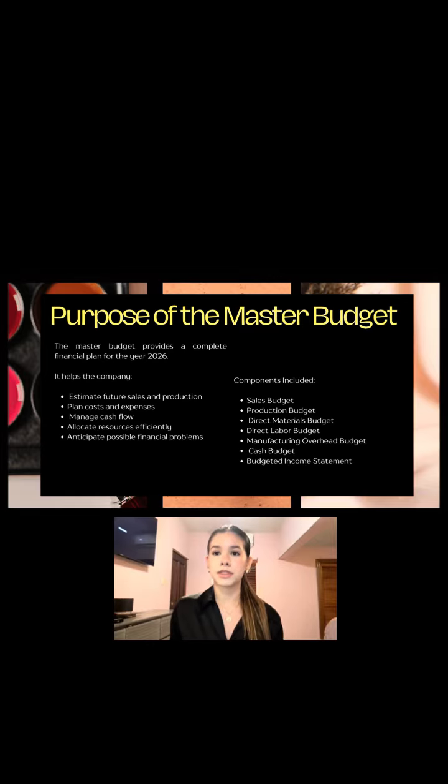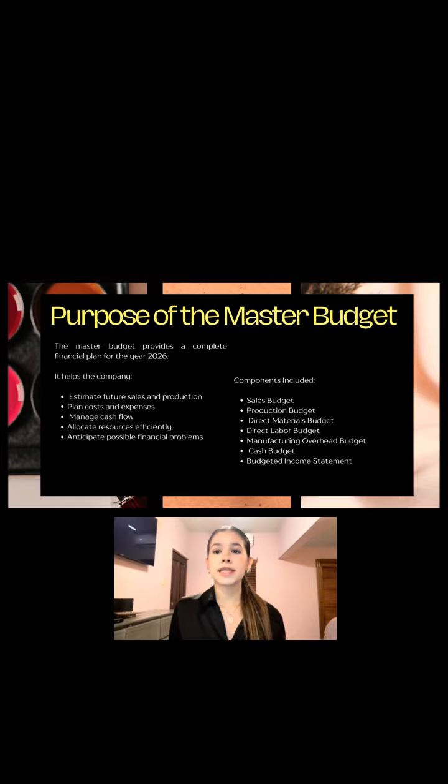Purpose of the master budget. This slide explains the purpose of the master budget. The main objective of this tool is to provide a complete financial plan for 2026 and help the company to manage its financial activities efficiently. The master budget helped the company to estimate future sales and production levels, plan costs and expenses, manage cash flow, allocate resources efficiently, and anticipate possible financial problems before they happen.